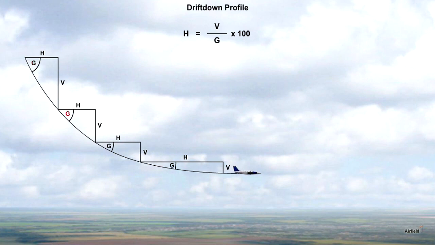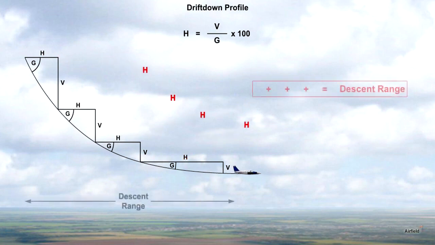Each of these calculations will need the net descent gradient at that altitude and the vertical interval of that segment. This will give the horizontal distance covered for that segment. To find the descent range, simply add all the horizontal distances in all the segments.